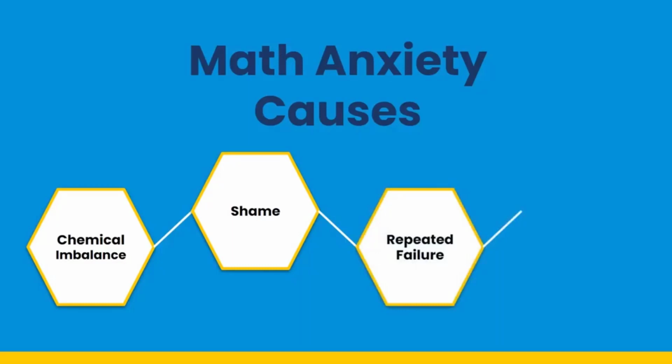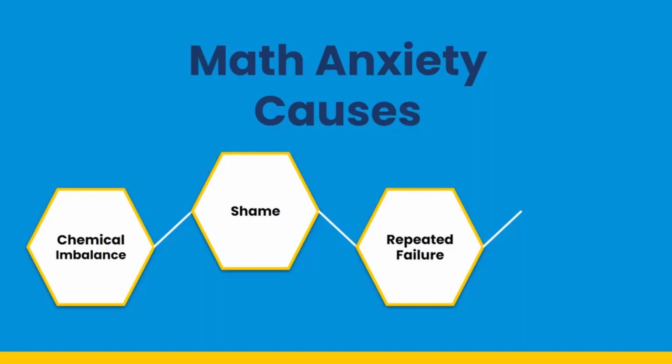Repeated failure is a huge one for these kids. Over and over, they feel like, I can't do this. I try, and I fail, and I can't ever seem to get it right. And this causes depression, hopelessness, and leads to meltdowns, tantrums, defiance, unwillingness, refusal to try.